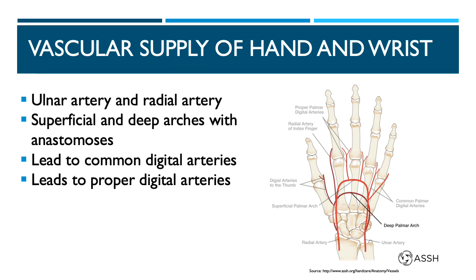So when we talk about the vascular supply of the hand and wrist, it's pretty simple. There's the radial and ulnar arteries that are coming in from those sides of the wrist, respectively. They form deep and superficial arches with anastomoses. So the nice thing is if you have damage to one artery, it's likely that the other artery can help contribute blood supply to the rest of the hand. These arches will lead to the common digital arteries and the proper digital arteries.